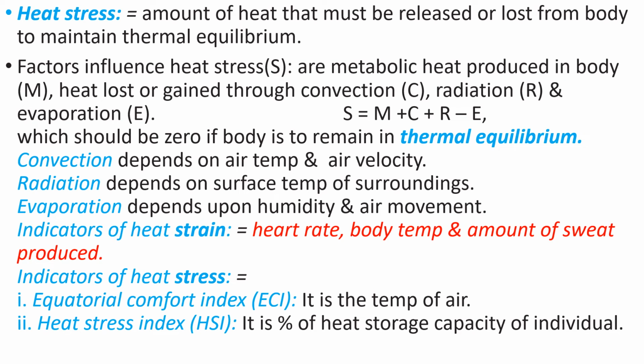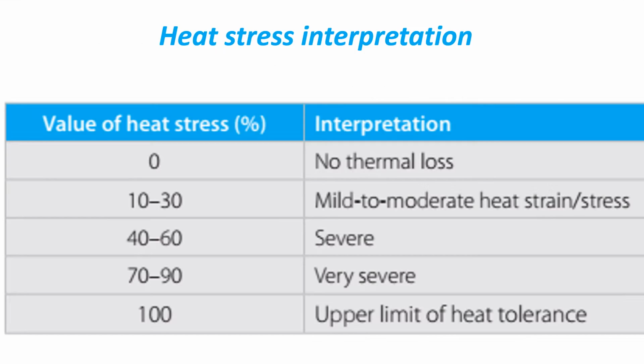Convection depends on air temperature and air velocity. Radiation depends on surface temperature of surroundings. Evaporation depends upon humidity and air movement. Indicators of heat strain are heart rate, body temperature, and amount of sweat produced. Indicators of heat stress: equatorial comfort index, which is the temperature of air; heat stress index, which is the percent of heat storage capacity of the individual.